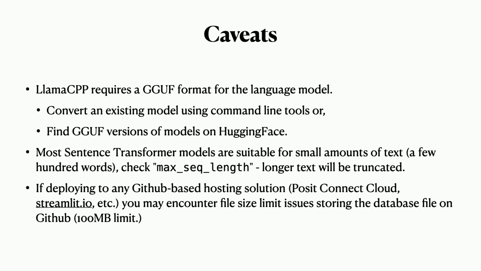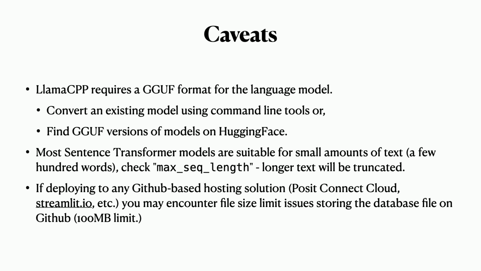There are some caveats. Llama CPP requires a special format. So you have to either convert a model into that format using some command line tools in Python that come with the Llama CPP command line GitHub repository. Or you can just go into Hugging Face and usually find a model that you want, a model that's been converted for you by someone else and uploaded.